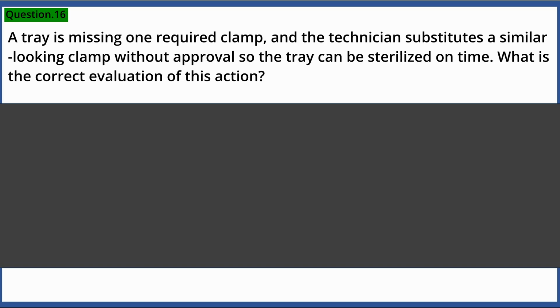A tray is missing one required clamp, and the technician substitutes a similar-looking clamp without approval, so the tray can be sterilized on time.